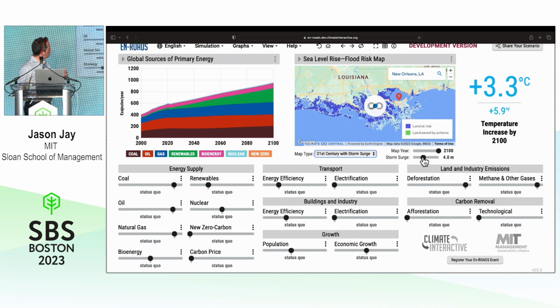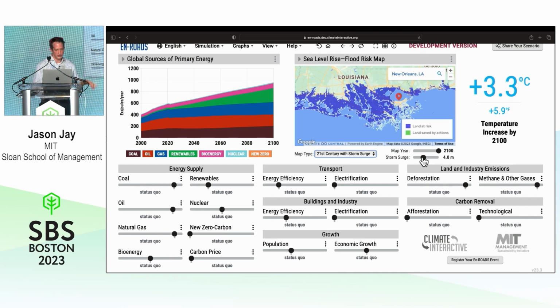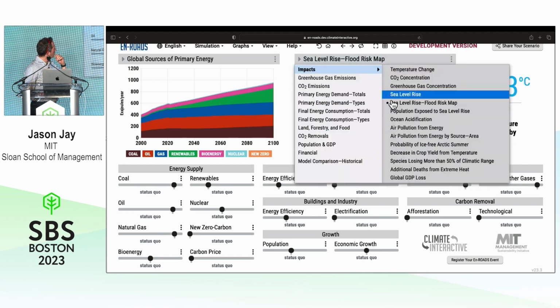So with a 4-meter storm surge on top of that baseline level of sea level rise, which is what you'd expect with increasingly frequent storms, you have very significant inundation of the entire oil and gas sector, and a lot of the refining capacity of the United States is right along here. We can look at other consequences of this kind of warming.